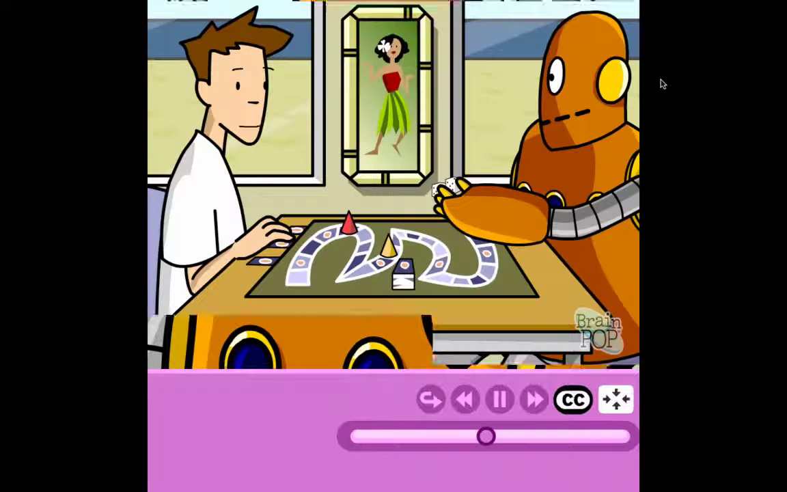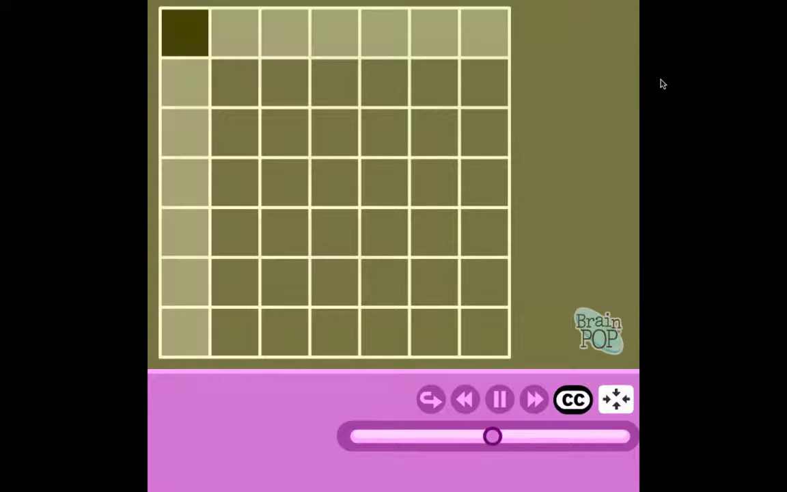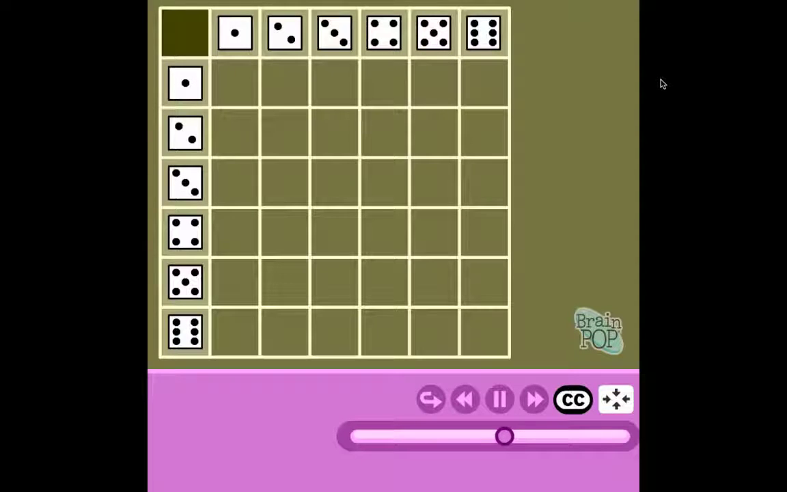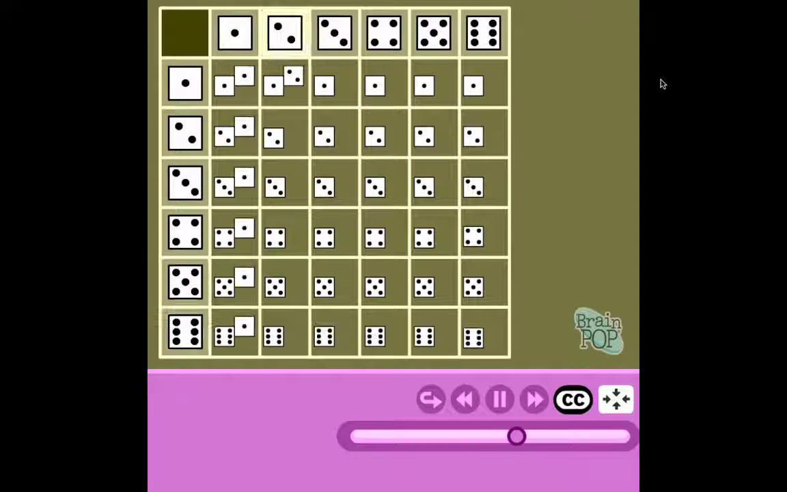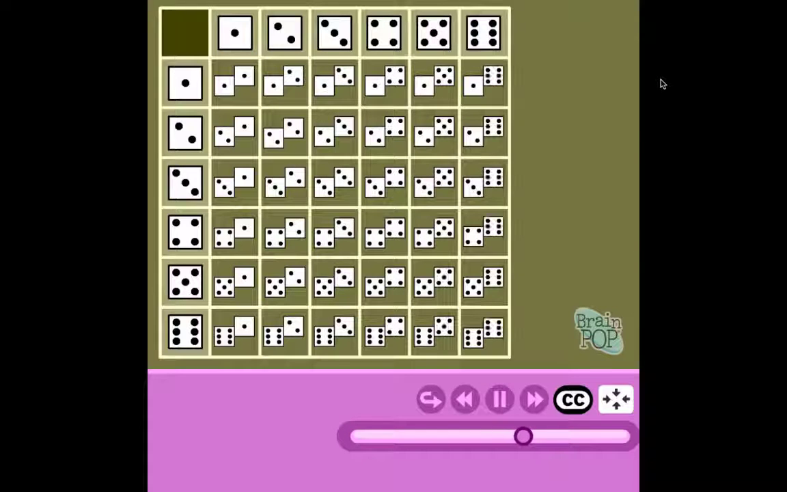Rolling 2 6s? That's a different story. Let's make a table to figure it out. The 6 numbers across the top are the faces of die 1, and the 6 numbers down are the faces of die 2. To find out all the possible combinations that you could roll with a pair of dice, we just fill in the table. This isn't the most practical way to go about figuring out probabilities, though. So we can multiply the number of possible outcomes of rolling the first die by the number of possible outcomes of rolling the second die. That's 6 times 6, or 36 possible combinations. Only one of those combinations is a double 6. So the probability of rolling 2 6s is 1 out of 36.